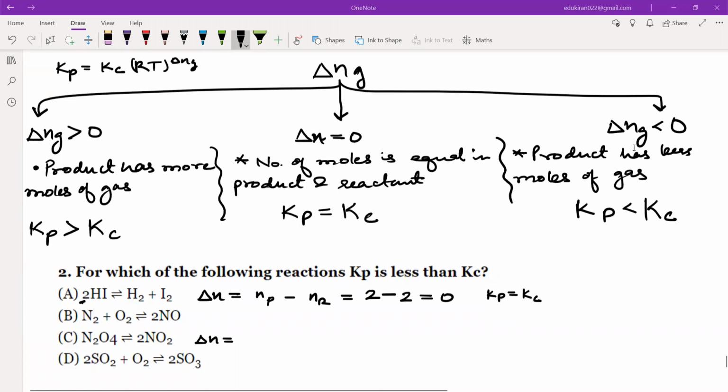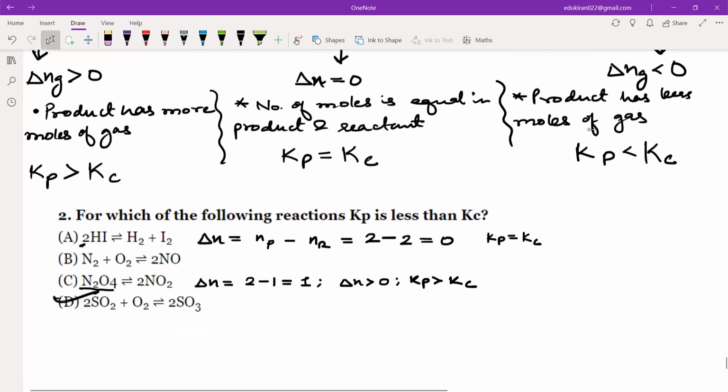Okay. Yes, tell me. What is the number of moles of product, Yusra? Two, sir. And reactant? Two. Reactant has one, not two. Delta N is one. That means delta N is greater than zero. In this case, Kp is greater than Kc. Answer will be B.